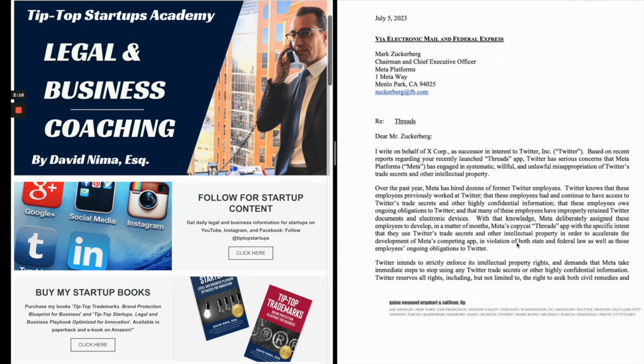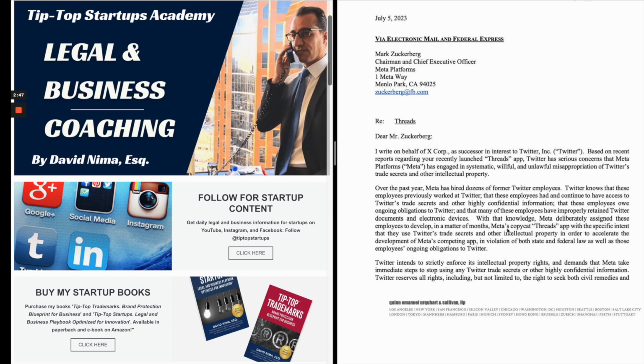Or it threatens. It says right here, we demand that Meta take immediate steps to stop using any Twitter trade secrets or other highly confidential information. Usually the elements of a cease and desist letter start with who the person is that's sending it, like, I'm writing on behalf of X Corp, a successor in interest of Twitter Inc., or you might say I'm the attorney for X Corp, for example. Then you provide some background about what the context is.